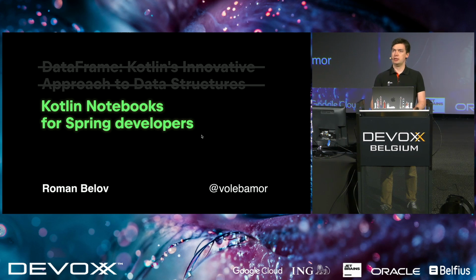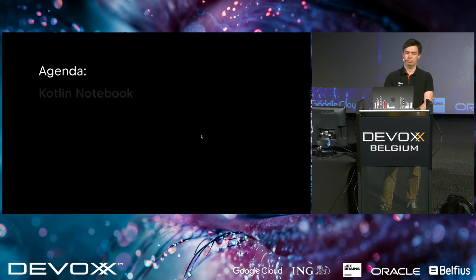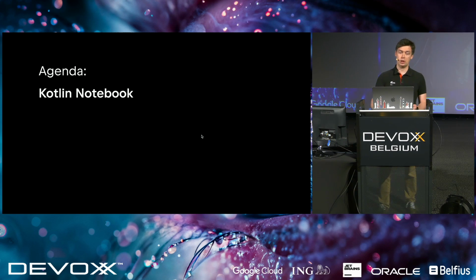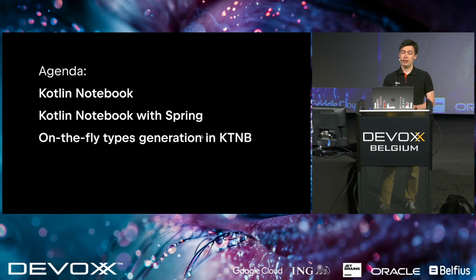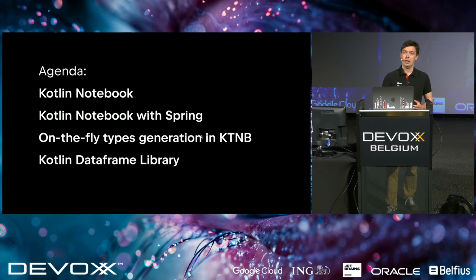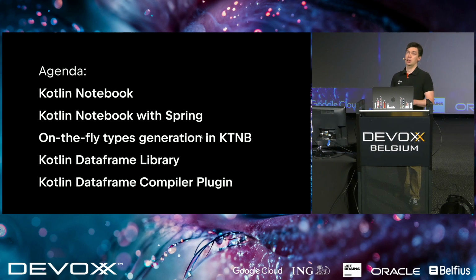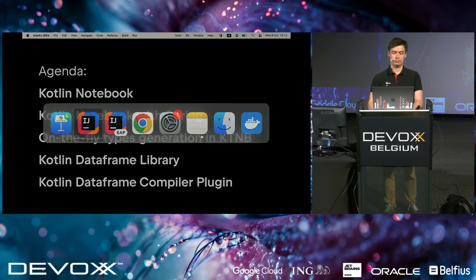So let's start. Today's agenda. We're gonna talk about what Kotlin notebooks are and how they can be used with Spring. Then we discuss the concept of on-the-fly types generation inside Kotlin notebooks and how it's applicable for the Kotlin Dataframe library. And in the end, I'll show very impressive stuff, how this concept can be implemented not in notebooks, but generally in Kotlin, with the magic of compiler plugins. And yeah, so let's start.